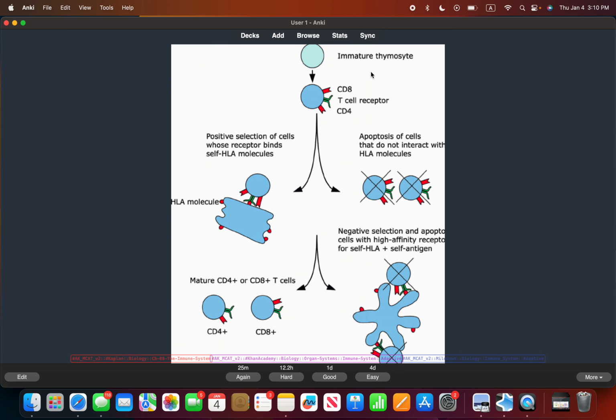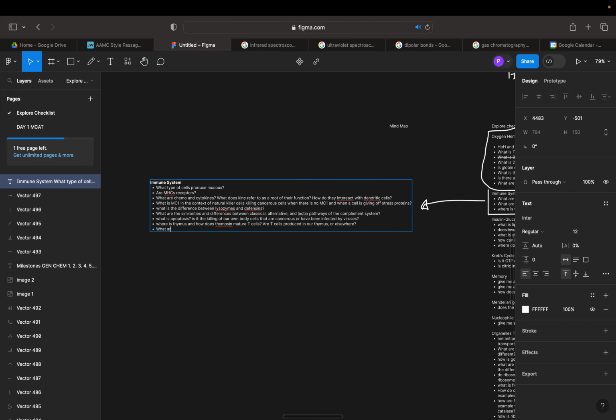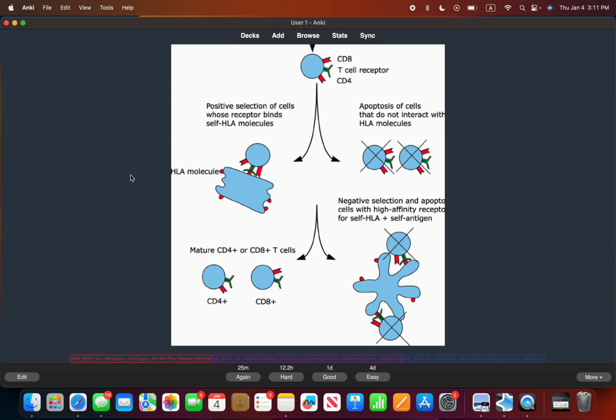So we have immature thymocyte, then there is a T cell receptor, CD8 and CD4, that comes on top of the immature thymocyte. Then there's positive selection of cells whose receptor binds self HLA molecules, and there is apoptosis of cells that do not interact with HLA molecules. So what are HLA molecules? During positive selection, and these HLA molecules, there is negative selection in apoptosis of cells with high affinity receptor for self HLA and self antigen.